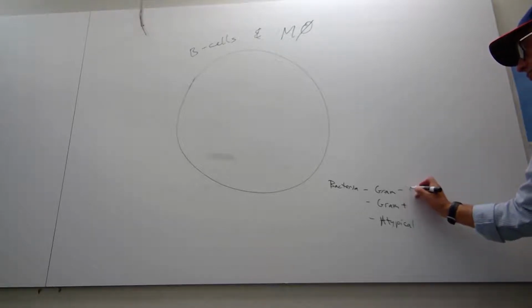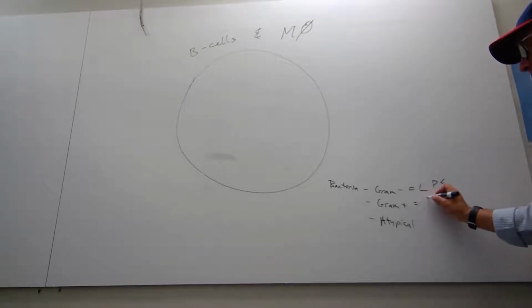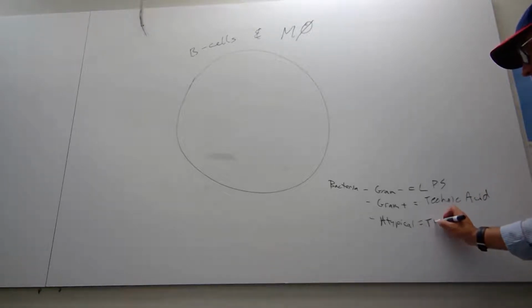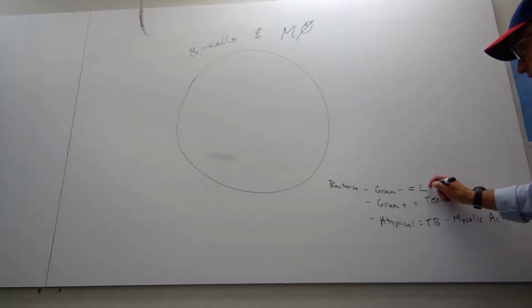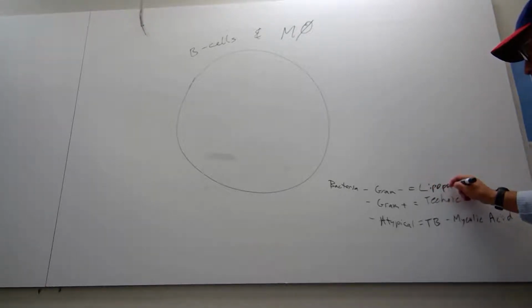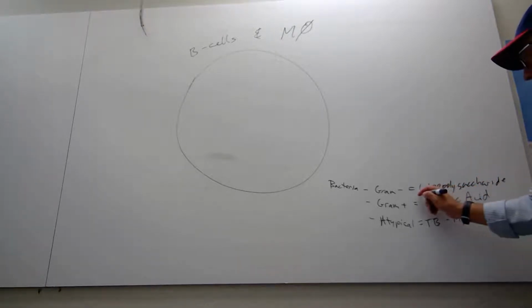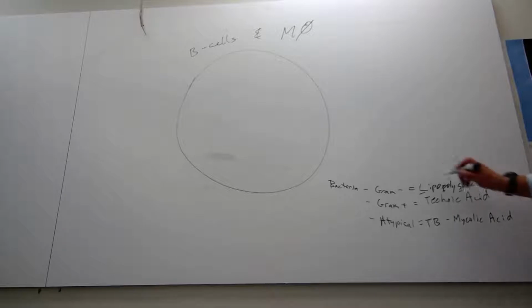Gram-negative is important because of this thing called the LPS. And gram-positive is important because of this thing called teichoic acid. And in atypicals, there's one in particular called TB that has one called mycolic acid. You see what's going on here? And this is actually called lipopolysaccharide, LPS. Everybody see that? Now watch.